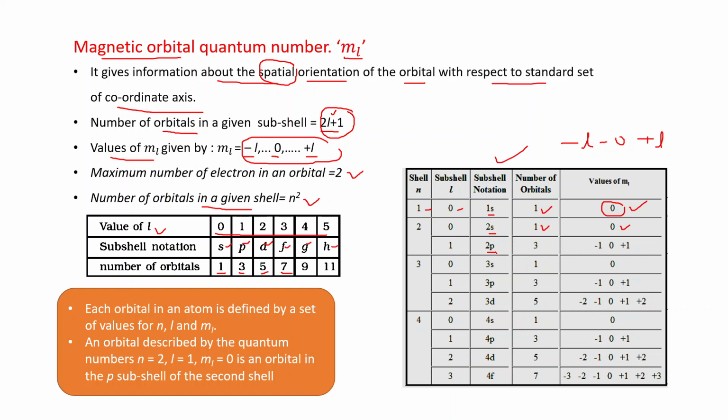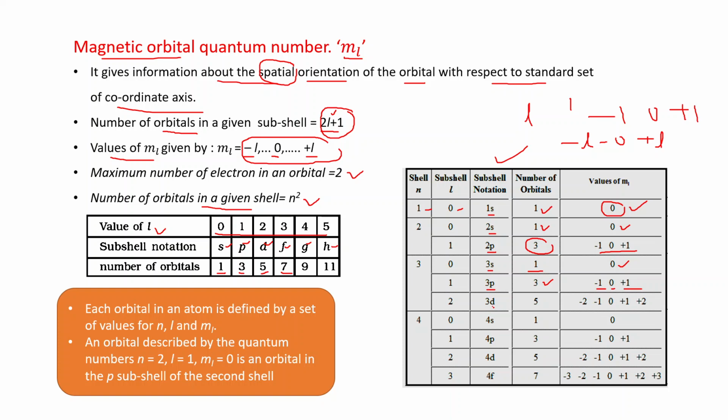Now come to this one, that is the p subshell. In the p subshell 3 orbitals are there, and for p the value of l is 1. That's why these 3 orbitals have ml values of minus 1, 0 and plus 1. The same way, this is 3s, there is one orbital, the value of ml is 0. In 3p, there are 3 orbitals, the values are -1, 0, +1.